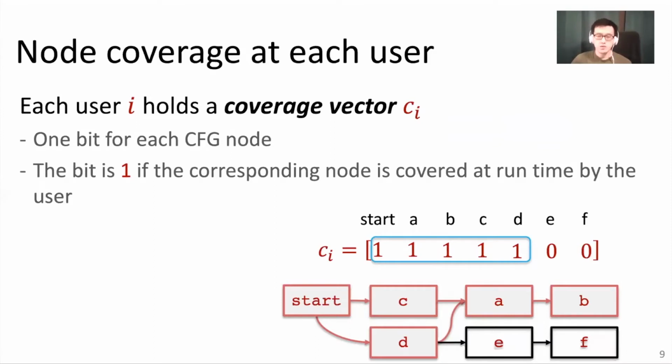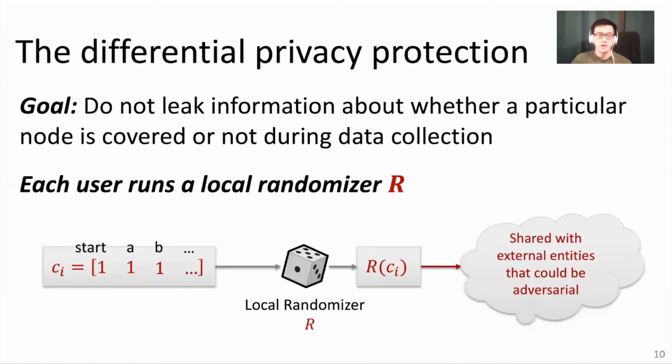For the example shown earlier, we have coverage vector Ci including 7 bits, corresponding to the 7 nodes in the control flow graph. And then we have bits for node start, A, B, C, and D that are set to 1, and the bits for E and F that are set to 0. The goal of our differential privacy protection is to leak no information about whether a particular node is covered or not at each user during data collection.